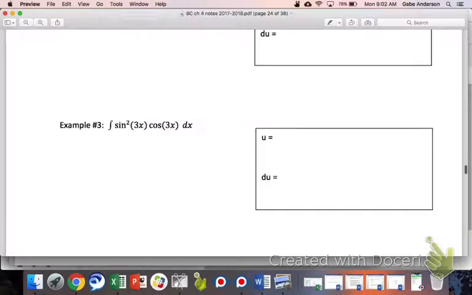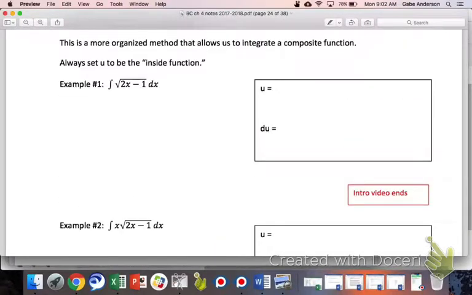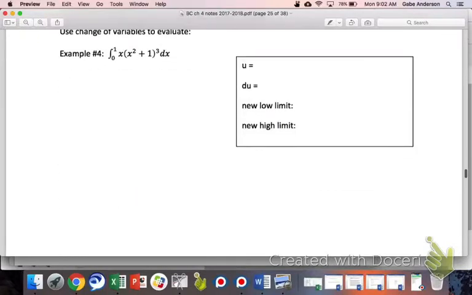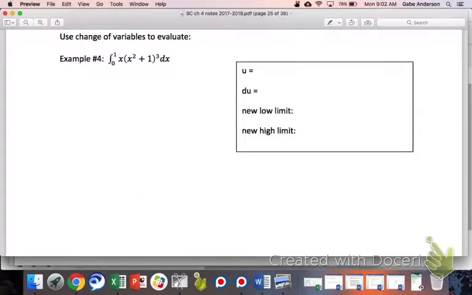Okay, so let's switch gears a little bit. You probably noticed that examples 1 and 2 and 3 were all antiderivatives, right? They were all indefinite integrals. And so this same process can be applied to definite integrals. With definite integrals, we actually call it a little bit of a different name, although it doesn't have to be called this. Your book calls it change of variable.